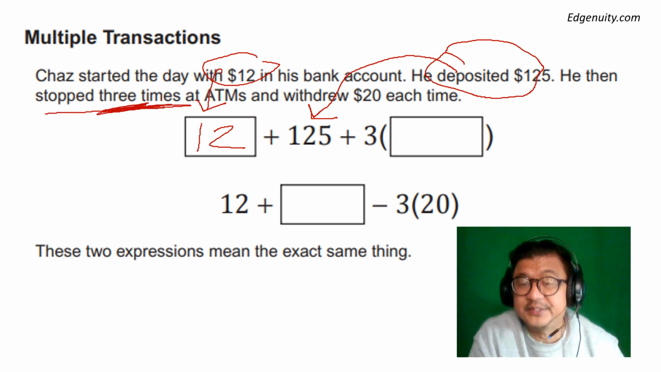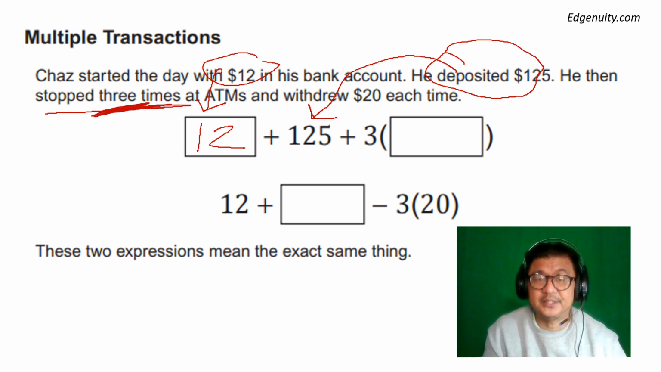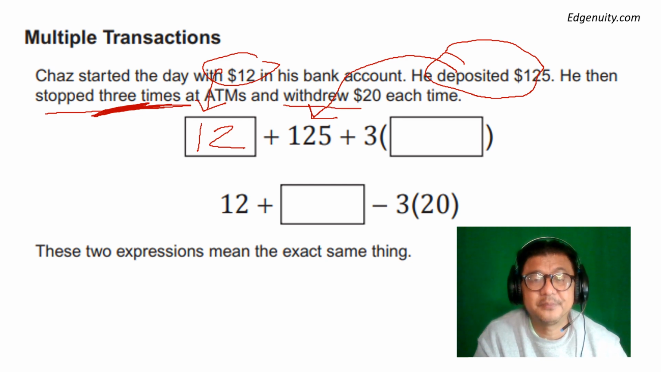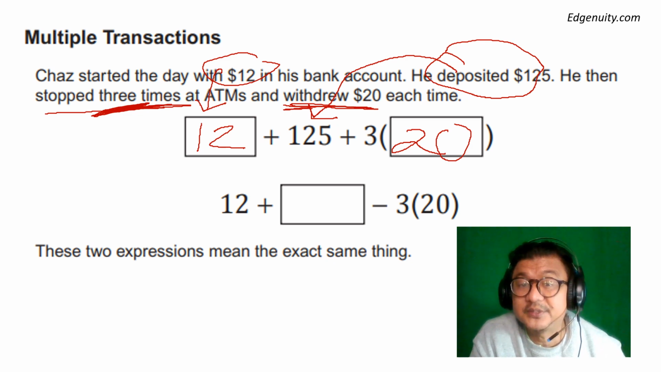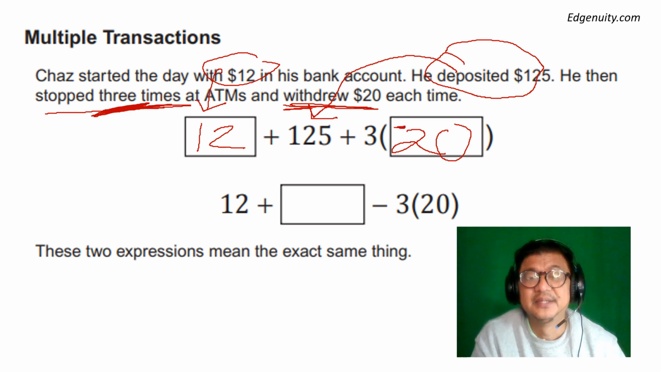What will you do in the ATM machine? To get money. All right. And how much money did he get? $20. Okay. And is that $20 positive or negative? You took it away. So put a negative sign. But it has to be multiplied by 3. This is one correct expression.